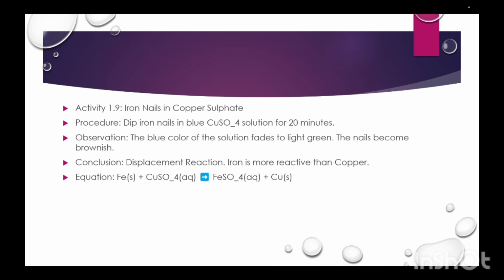In the next slide, we will see the activity of iron nails in copper sulfate. Procedure: dip an iron nail into the blue copper sulfate solution for 20 minutes. Approximately take the time of 20 minutes. When I say 20 minutes, you should not say it has become 21 minutes. Approximate timing is fine. Observation: the blue color of the solution fades to light green. The nail becomes brownish.